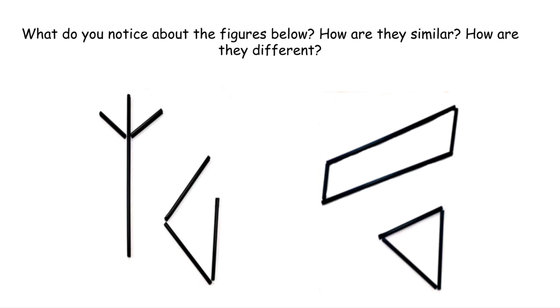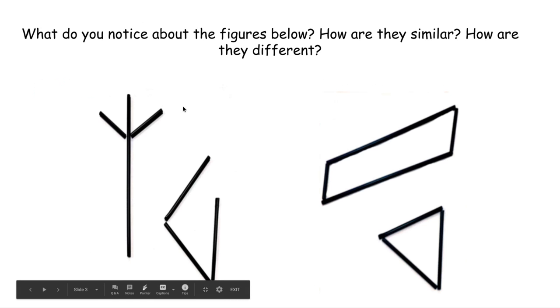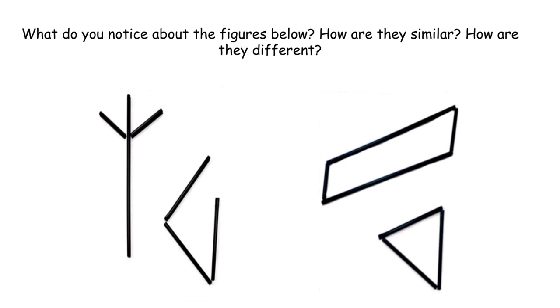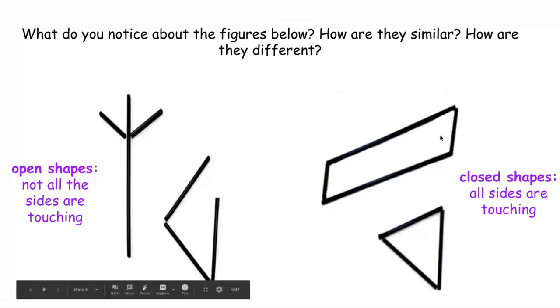Let's see about these shapes here. Let's talk about these for a minute. Even though they look very different, they're all shapes. Now, the two shapes over here are different than the two shapes over here. What do you notice about these two shapes? If you said that they're not connected, then you are right. They're called open shapes because they're not connected all over. Right here, there's a space, and there's a space here and here. They're called open shapes. These shapes are called closed shapes, and all of the sides are touching.